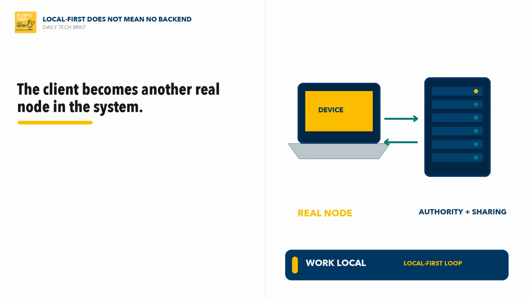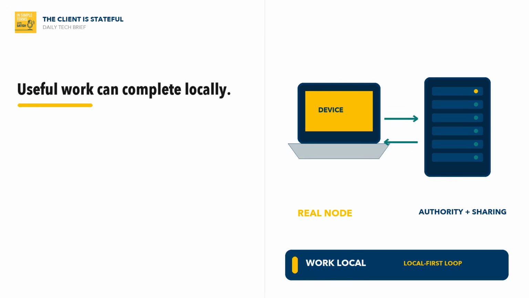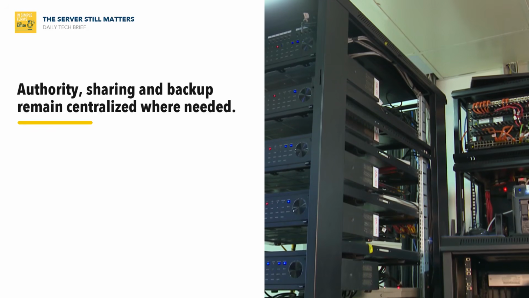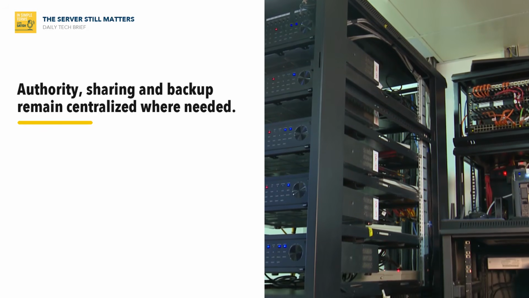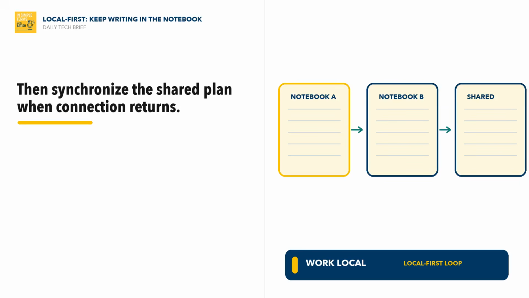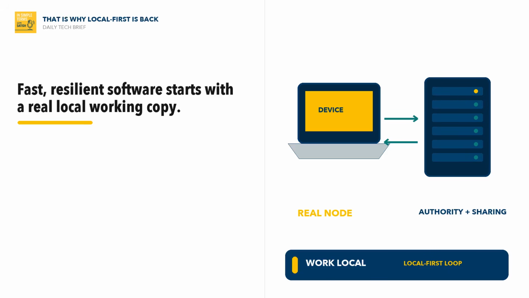The clear takeaway is this. Local first does not mean no backend. It means the client becomes a real stateful node in the system. The server still matters, but it is no longer the only place where software can work. In simple terms, the old app waits for the whiteboard. The local first app lets you keep writing in the notebook, then syncs the plan when the connection returns. That is why this architecture is back.